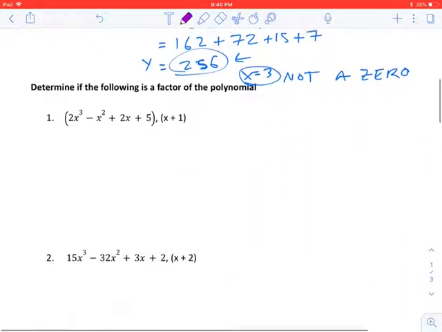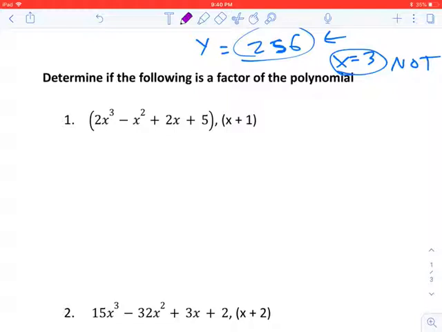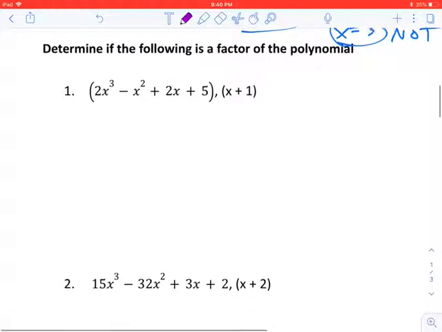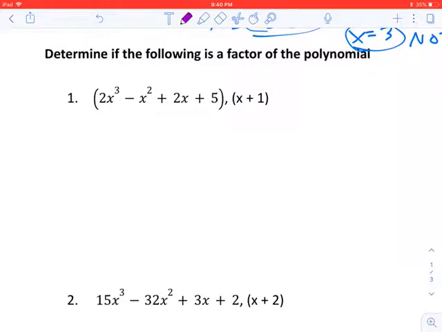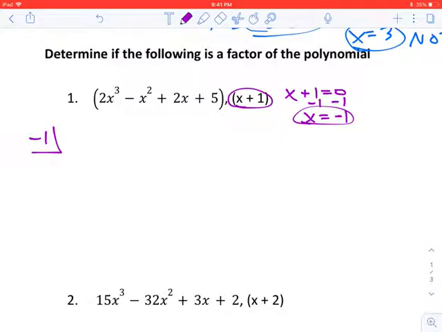Okay? So let's test this out on a couple of these. We're going to do one of each. I'll do synthetic division for the top, direct substitution for the bottom. Okay? So since this is x plus 1 equals 0, the x value I'm using is -1. So -1 is the one that goes in the box. Then I fill in the numbers. So 2, -1, 2, and 5. Bring down the leading coefficient, and we're off to the races.